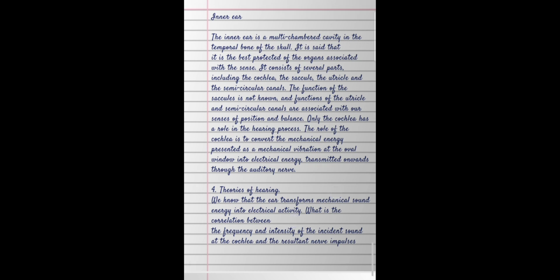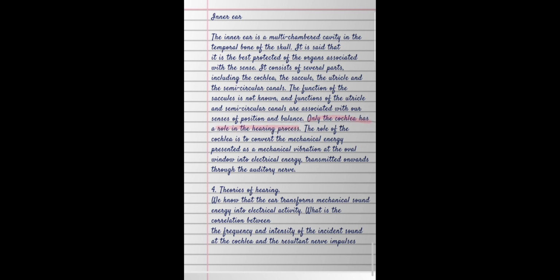Now let's see the inner ear. The inner ear is a multi-chamber cavity in the temporal bone of the skull. It is said that it is the best protected of the organs associated with the senses. It consists of several parts including the cochlea, the saccule, the utricle, and the semicircular canals. The function of the saccule is not known, and the utricle and the semicircular canals are associated with the sense of position and balance. Only the cochlea has a role in the hearing process.